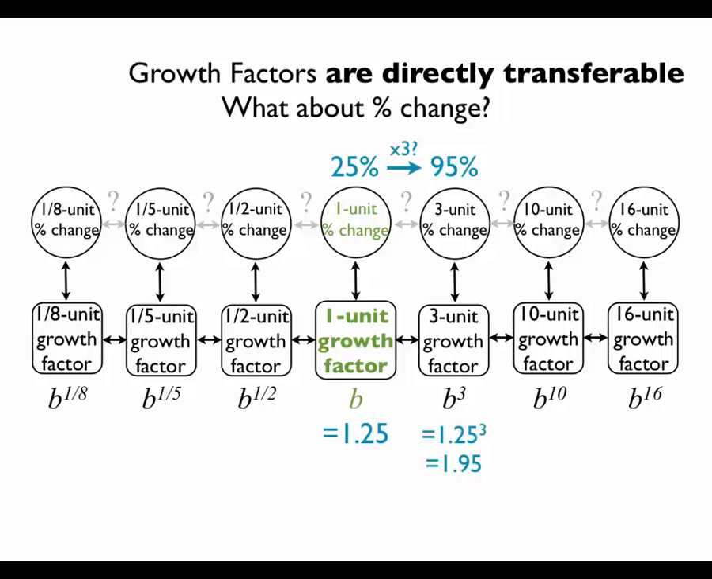So, anyone have an idea? Why does multiplying 3 times 25% not give you the 3 unit percent change? Because that's not multiplying the growth rate, that's just multiplying the original product. What's increasing is the rate of growth. Okay. All right. Any other ideas? Yeah. 3 units grows more than 1 unit.